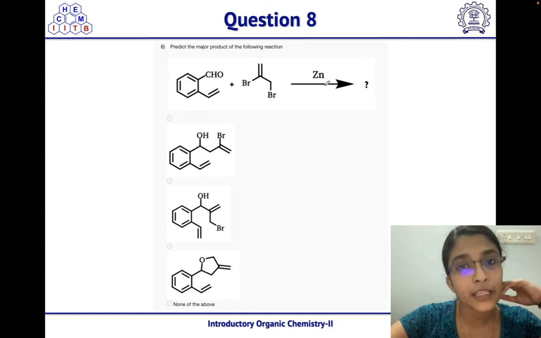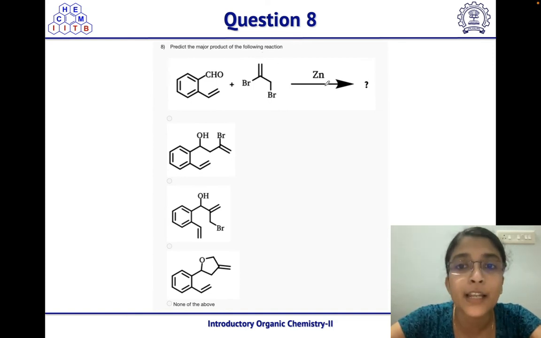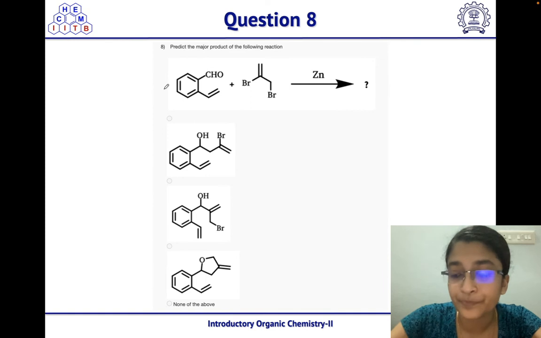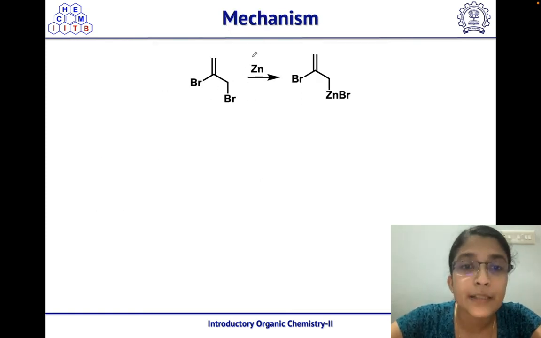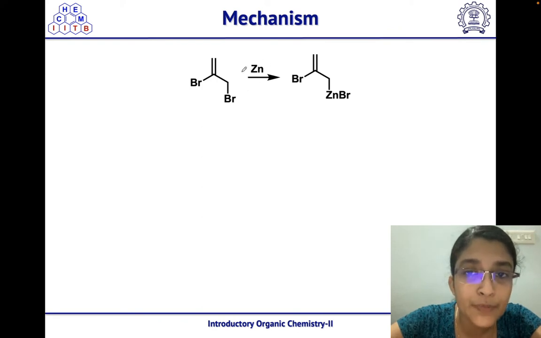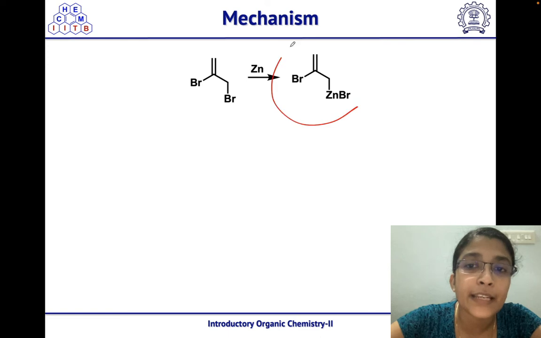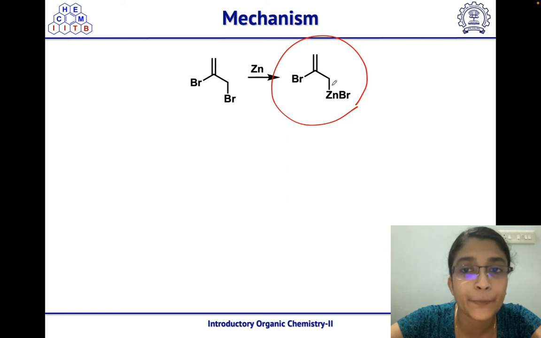So as we can see, this is also a Reformatsky reaction and we have seen 2 examples today only. So what will be happening here? First, in the presence of zinc, the zinc will add on to this bromide species and it will generate this ZnBr compound. Similar to Grignard, it will form this species. Instead of MgBr, we will get ZnBr.